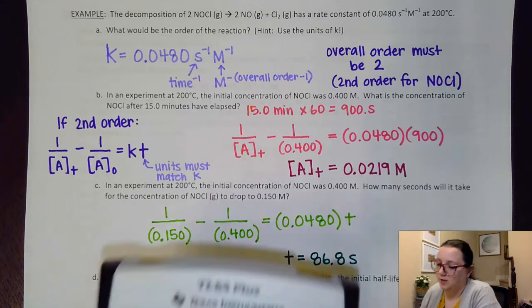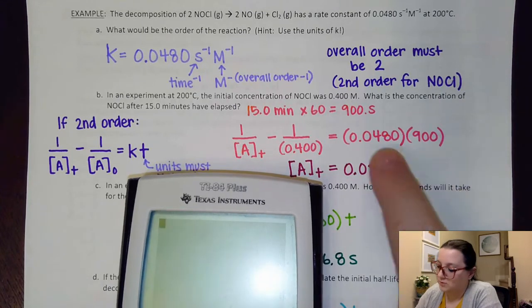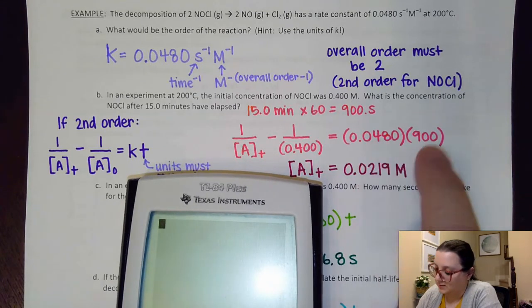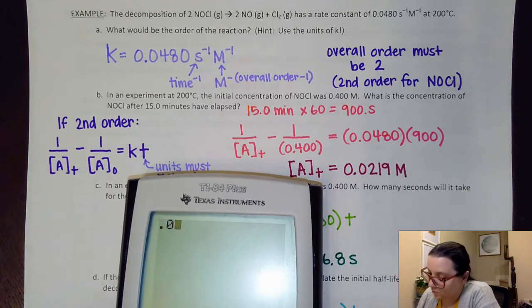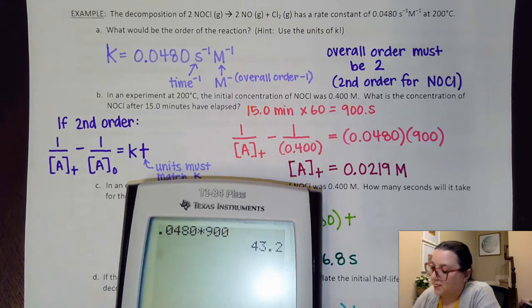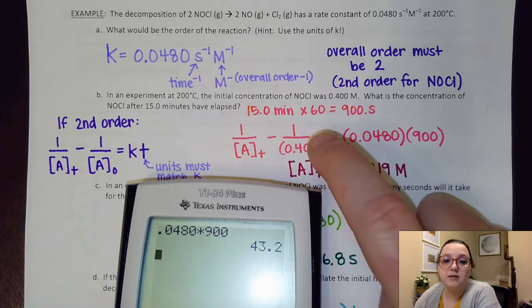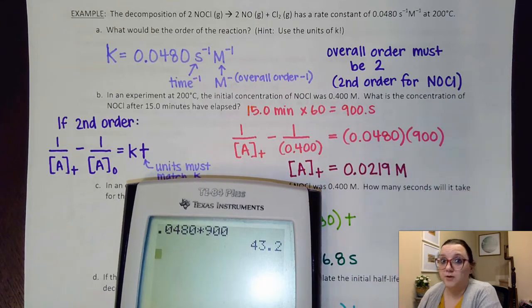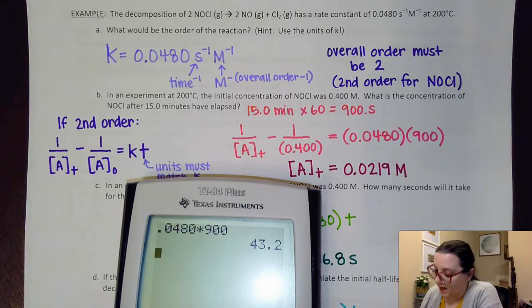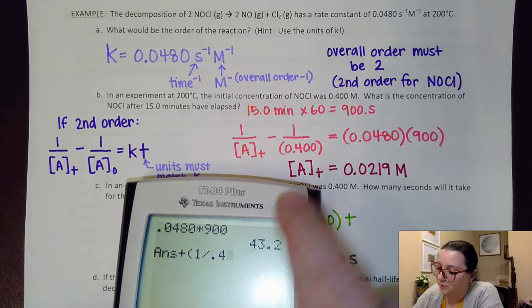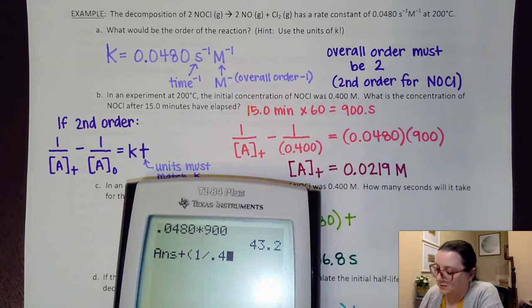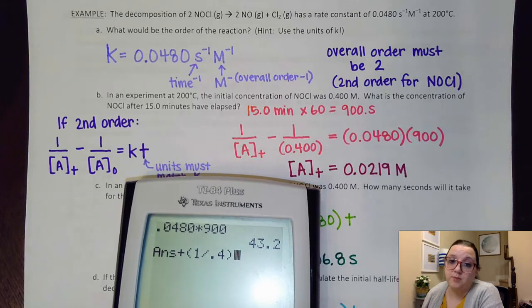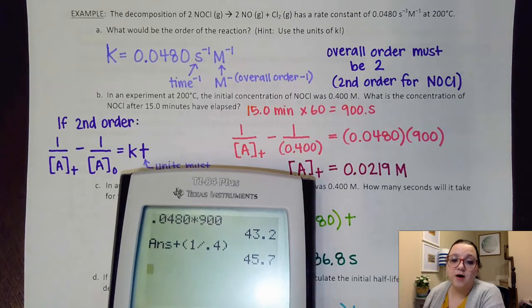Now, to solve this algebra, I'm going to go ahead and show you how I would do it in my calculator. The first thing that I would do is multiply these two on the right-hand side, so 0.0480 times 900. Okay. Then I'm going to bring over this minus 1 over 0.4. Since it's subtracted, I would end up adding it to my value, so adding 1 divided by 0.4. And you notice that I put this whole thing into parentheses in order to address my order of operations. So that gets 45.7.